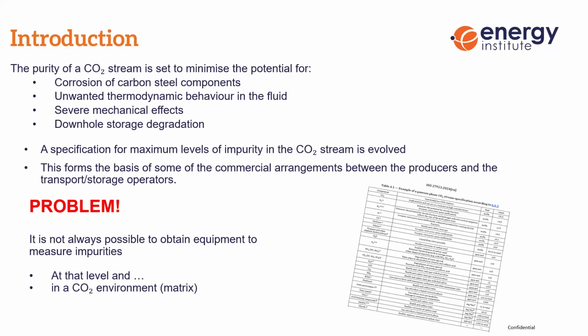But there is a problem. When it comes to the practical ordering of things, it's not always possible to obtain the equipment we need to measure these impurities. Firstly, because some of them are at very small levels, and secondly, just because you can measure something in air, that doesn't mean that you can swap out the equipment and use it to measure the same impurity in a carbon dioxide environment. And we'll explain more about that as we move on.